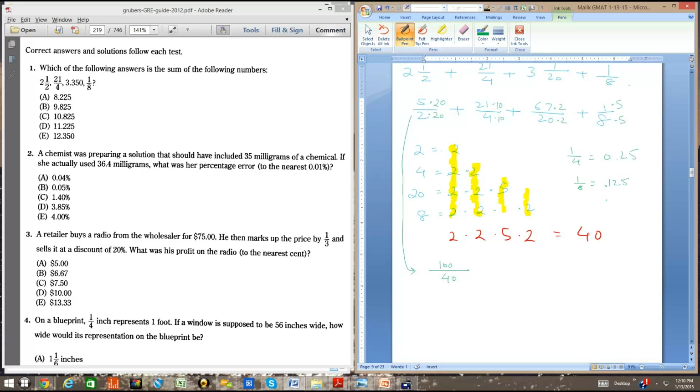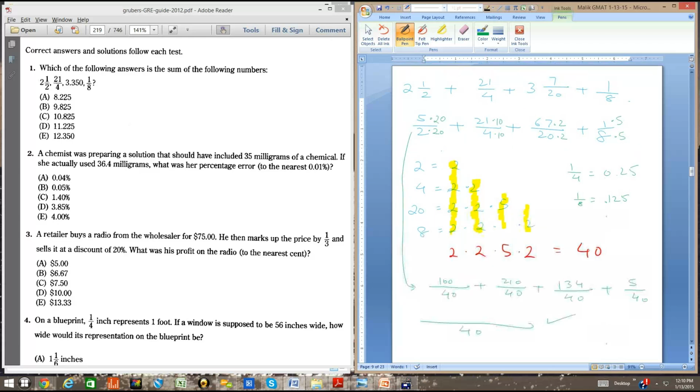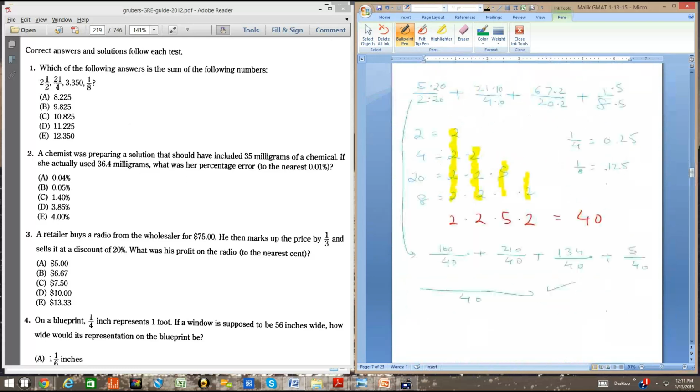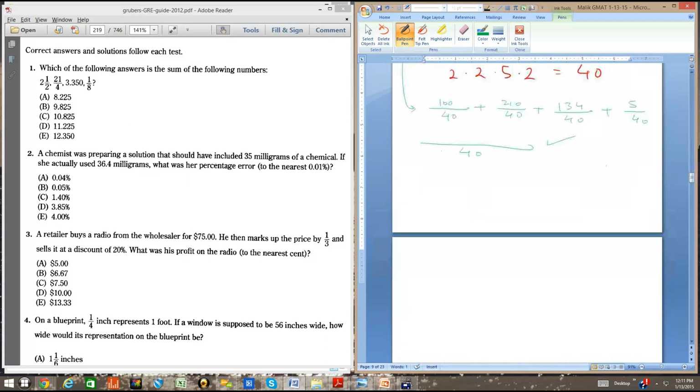And I'm going to work on this kind of mental math with you later on a little bit more. Today I'm just focusing on some basic word problem techniques. Plus 210/40 plus 134/40 plus 5/40. You add all these up, 40 at the bottom. You get the rest, right? All right, so this is how you got it. So I'm going to give you a little bit of work on decimals and fractions, so you can practice that later. We'll do that at the end of the session.